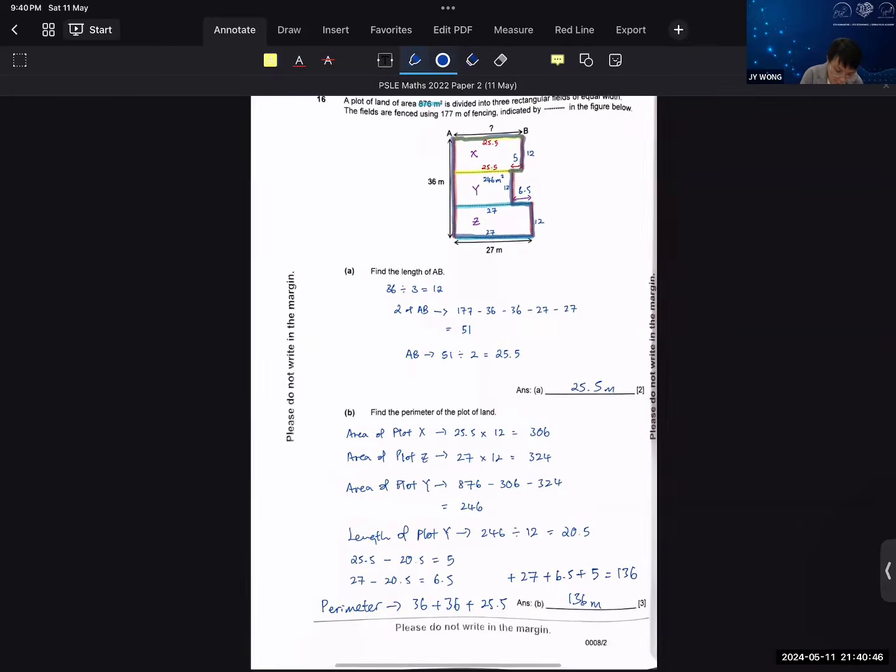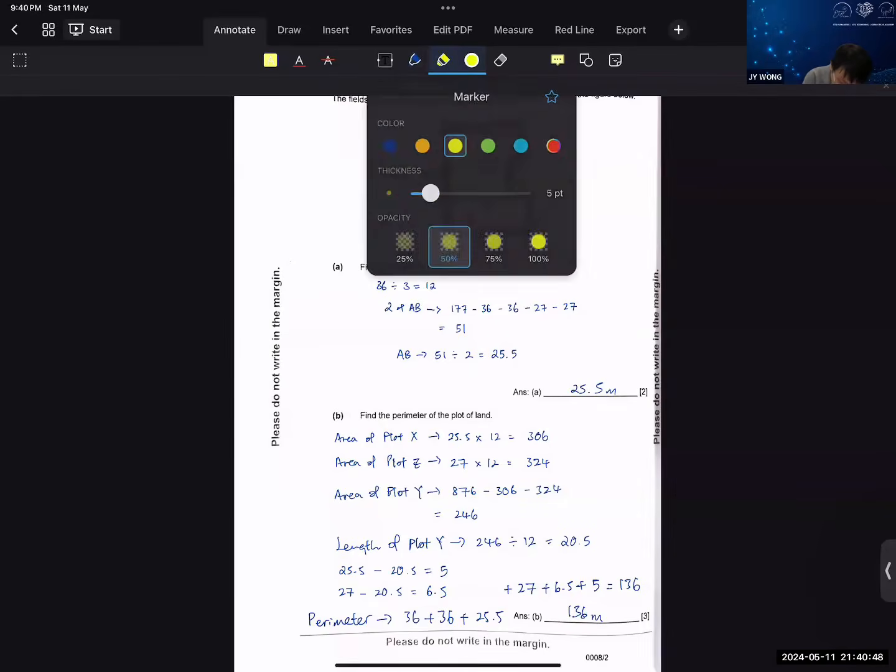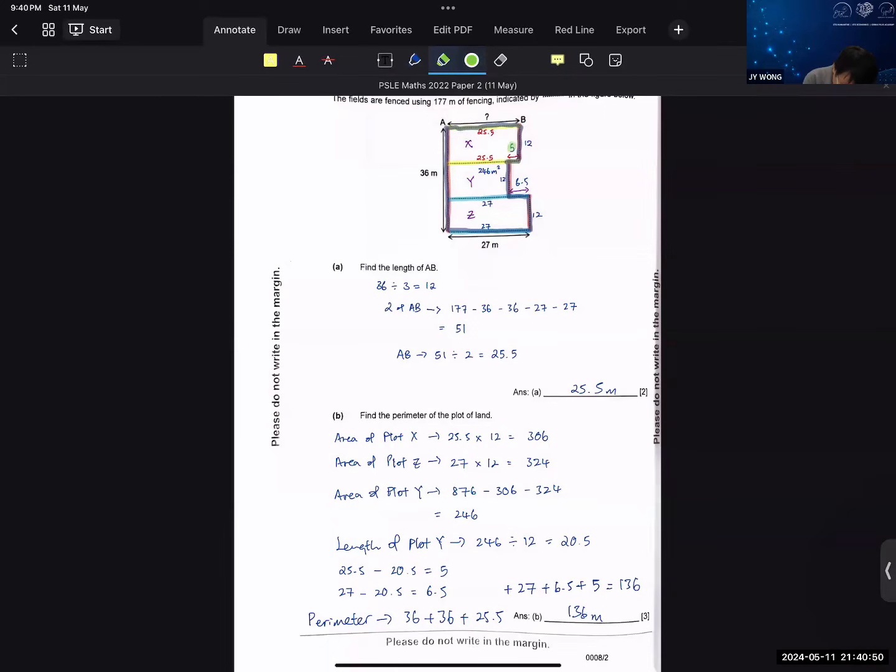Okay, so the parts that you need to find are, you need this length and you need this length to make out the perimeter. And to find either of those two lengths, you need the length of plot Y. And to find the length of plot Y, you need to use the area. That's why they give you the area in the question.